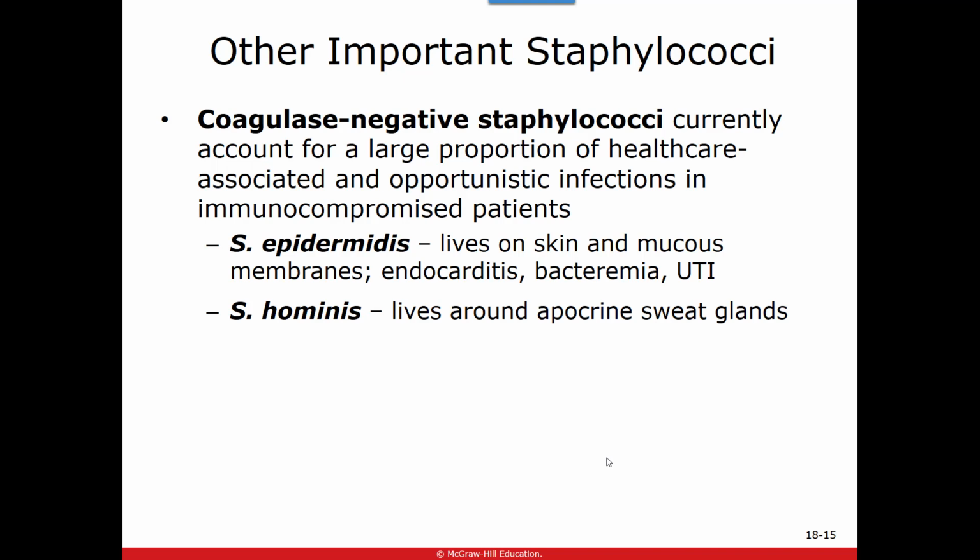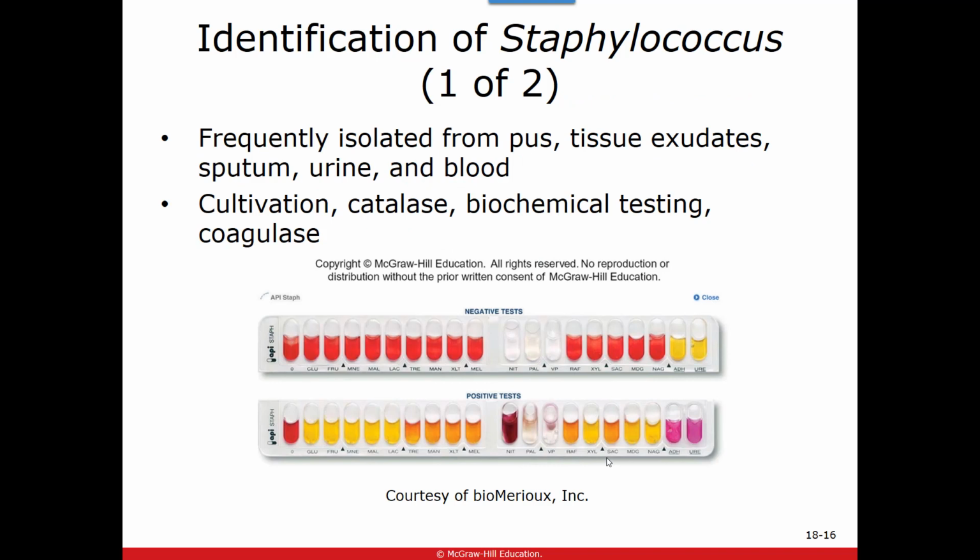Staphylococcus hominis, this is the one that lives around the sweat glands. It likes that high salt. It likes the kind of proteins that come with the apocrine sweat, and it grows. It's one of the bacteria that does make you smelly when you sweat. Now, trying to identify, again, there's lots of staph out there. We're only talking about some of the top ones that cause issues for humans.